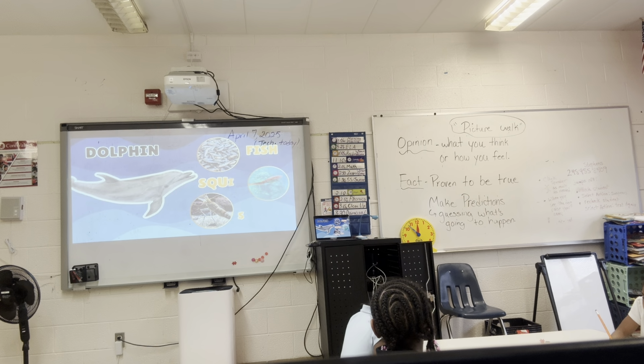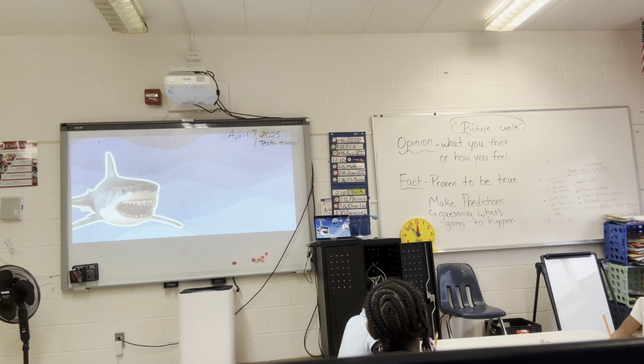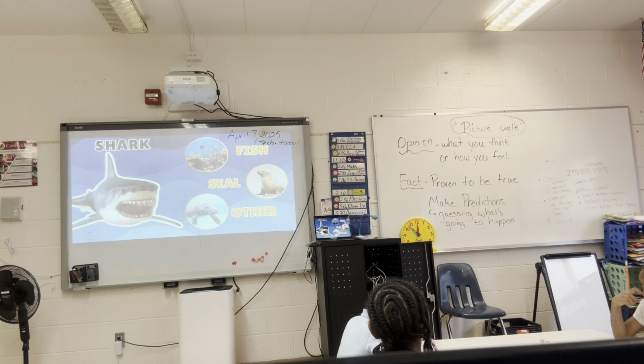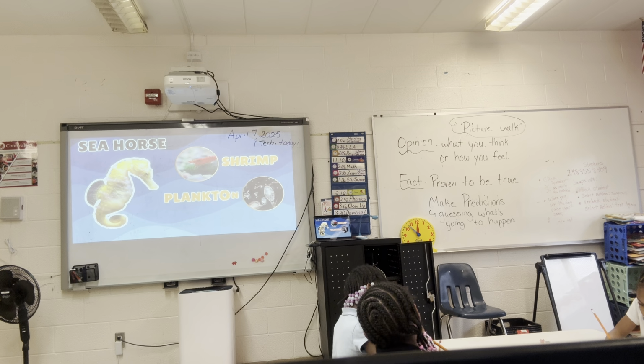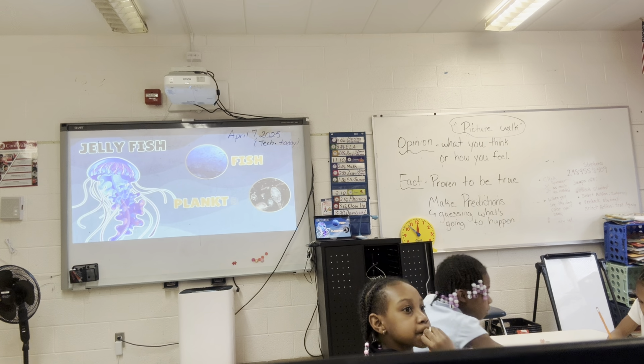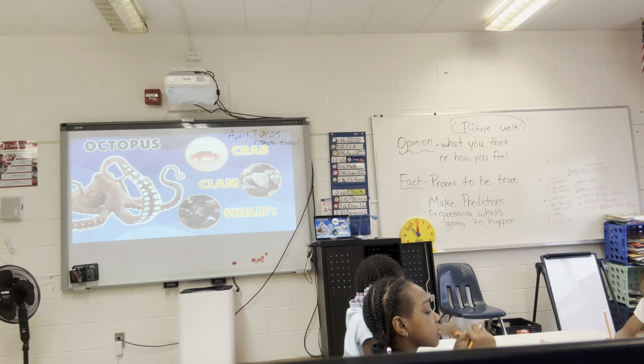Sea creatures. Dolphins eat small fish, squid, and shrimp. Whales eat krill, plankton, and sometimes small fish. Sharks eat fish, seals, and other marine animals. Seahorses eat tiny shrimp and plankton in the water. Jellyfish feed on small fish and plankton.